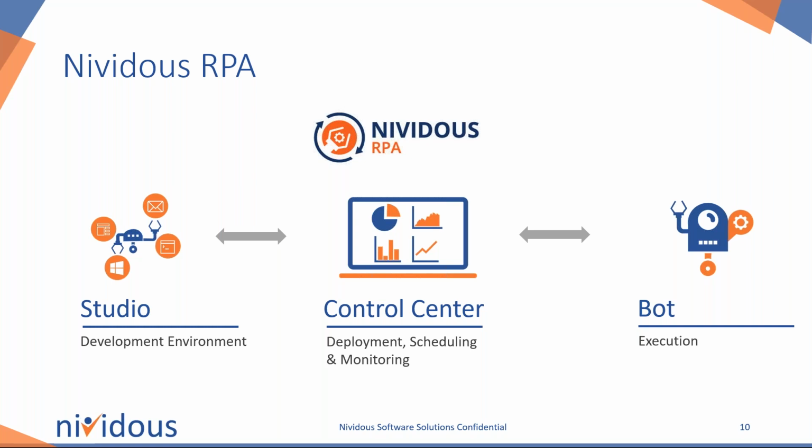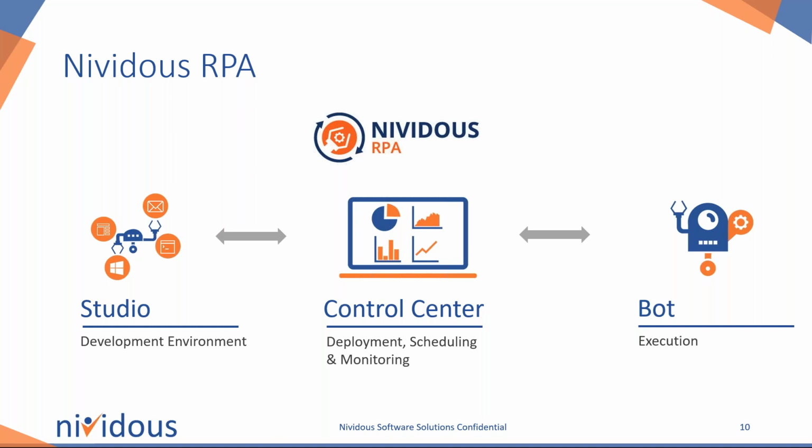So this slide shows you a little bit about how the Nividous RPA product works. There are 3 different components to it. There's the Studio, which is really the development environment. As I said, it looks very much like a spreadsheet. So if you're familiar with Excel or Google Sheets, you would have no problem picking up doing development in Studio. Then there is a Control Center. The Control Center is really all about deploying and controlling the bots. And it's also for giving you a single interface for being able to monitor everything.